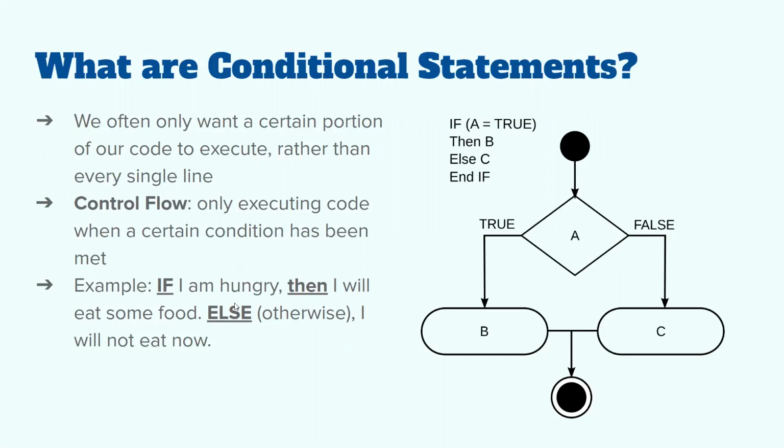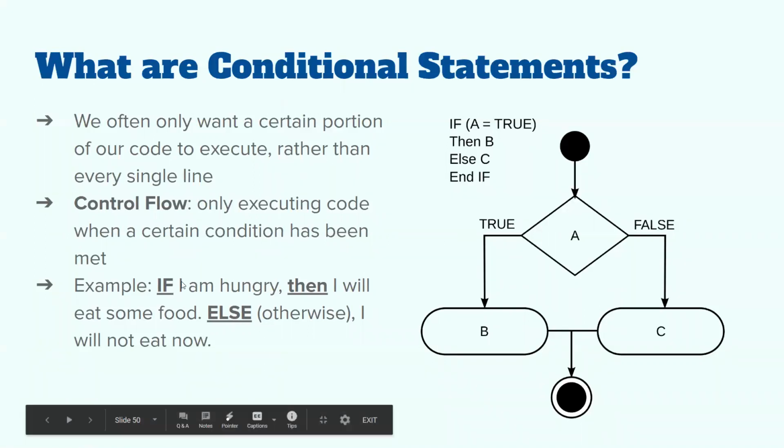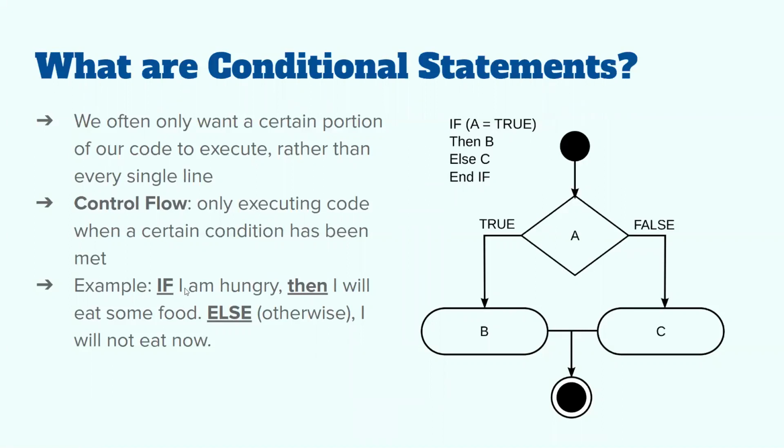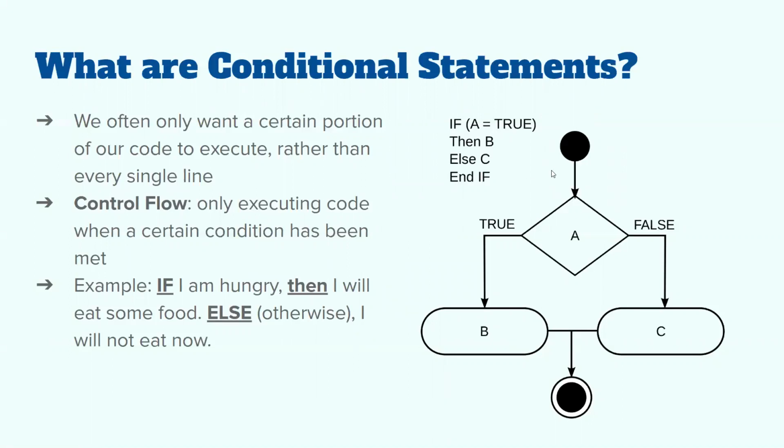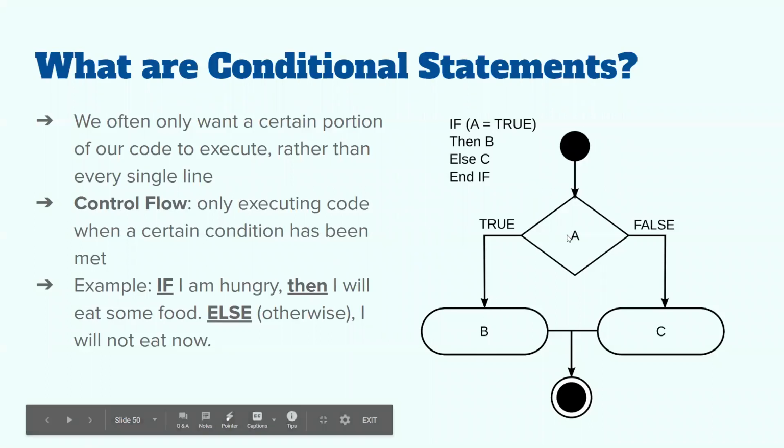So in English, it would be like, if I am hungry, then I will eat some food. Else, or otherwise, I will not eat now. So if I am hungry is true, if that ends up being true, then I'll eat food. However, if I'm not hungry, then I won't eat. So it's the same concept as that. If we look at the diagram on the right, we have A, which is our condition, and we'll say it's true for now. So if A is true, then B will execute. If not, if A is false, then C will execute. So that's basically what I just described in English here, except in a diagram.